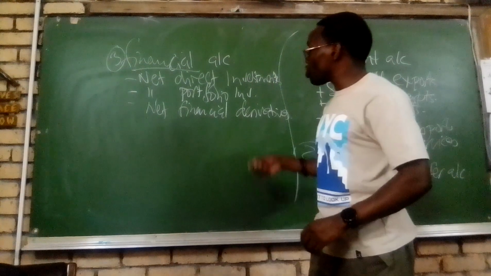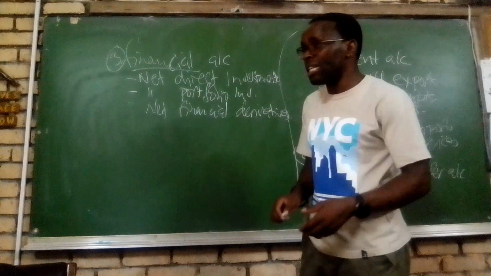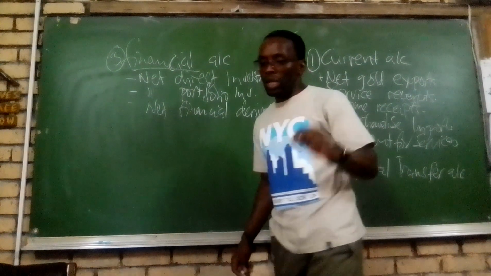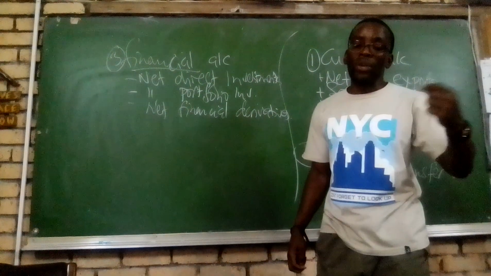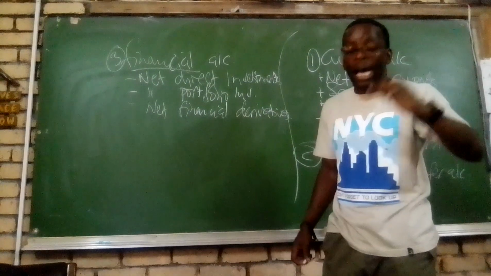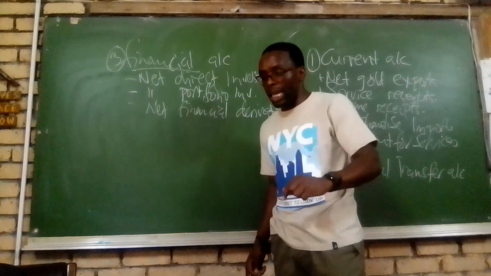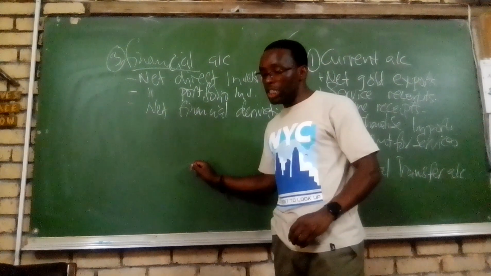And then you also need to understand that our financial account also records the last most important thing, which is called the reserve assets. Now, when we talk about reserve assets, we are looking at things like special drawing rights, which are called the SDR allowances. These are other reserve assets. So these are the things that we record in our financial account.